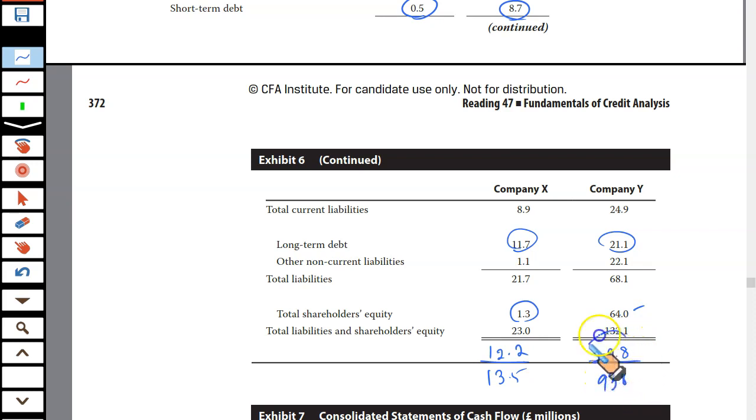Now if you calculate debt upon capital for both of these, it will be about 90.4% for X, and for Y it is 31.8%. So this is one of the first options, A.